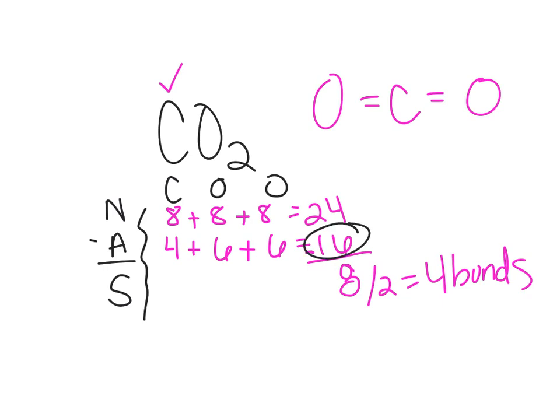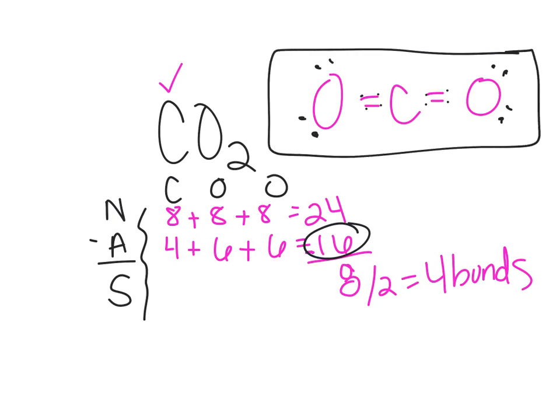We've got to go back to the 16. Okay? And so we get 1, 2, 3, 4, 5, 6, 7, 8. So I'm at 8 so far. We need to have 16. So 10, 12, 14, 16. And that's what carbon dioxide looks like. Yes.